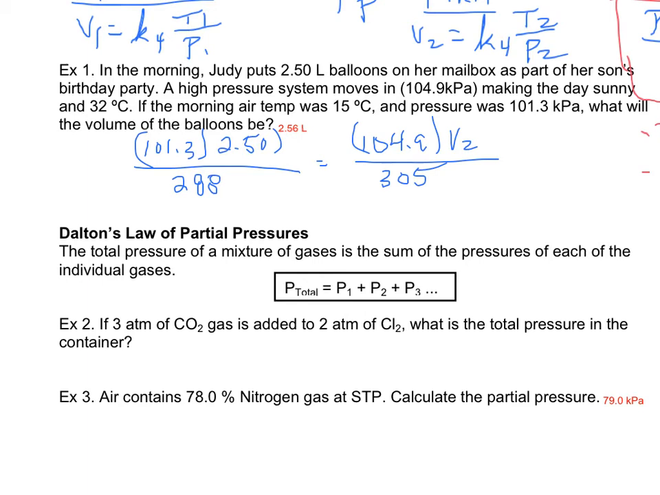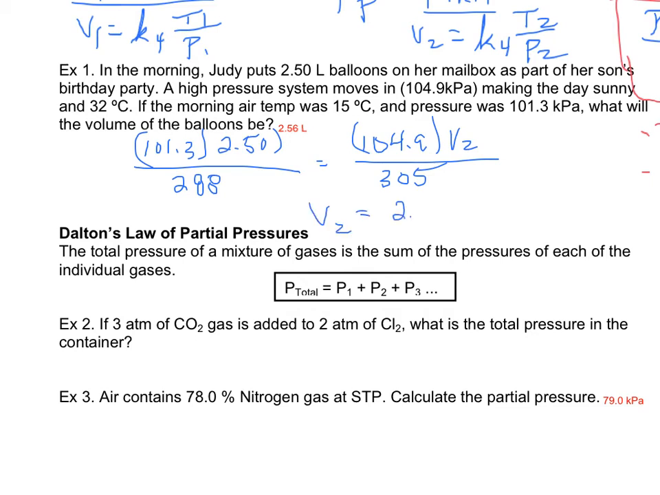To solve the question, I need to isolate V2. Now there's, again, a couple of different ways that you could do this mathematically. Some people like to simplify this fraction and then times by 305 and then divide by 104.9. I like to type this all into my calculator and just hit equals, and it works it out for me. So I'll type in 101.3 times 2.5 times 305 divided by 288 and then divided by 104.9.